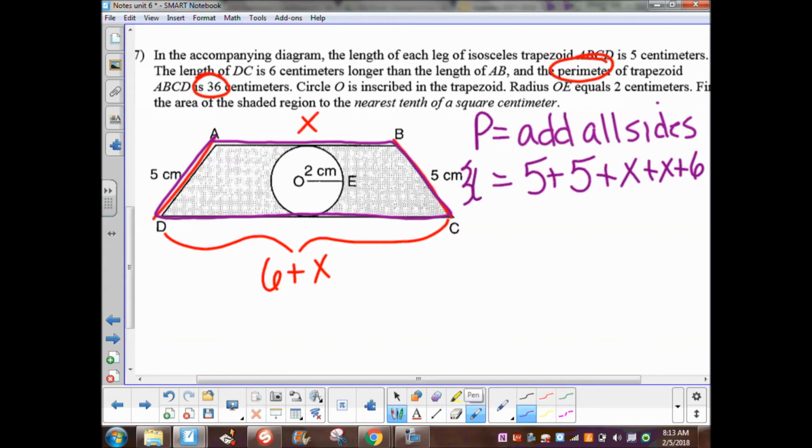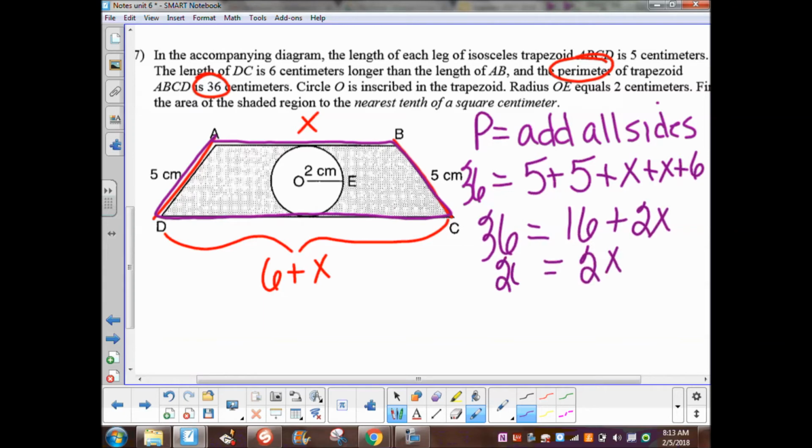So I bet some of you could sit and play around with that, but I'm showing you what's happening algebraically. We come up with 16 plus 2x equals 36, so 2x equals 20, and magically what is x? 10. Okay? Now we can go and label. So base 1 is 10, and base 2 is 10 plus 6, which is 16.